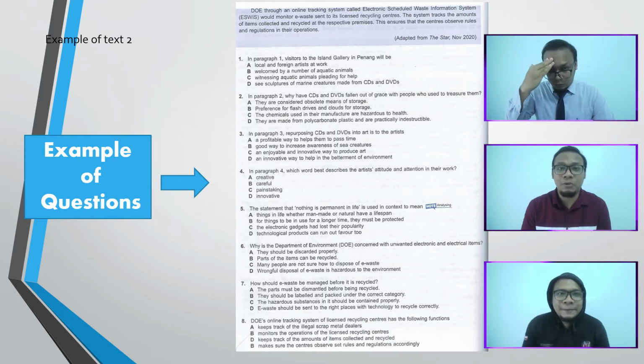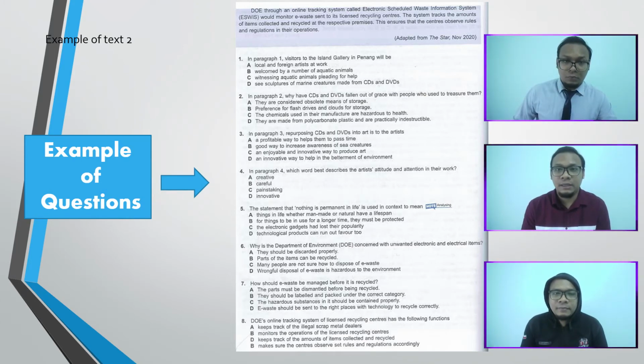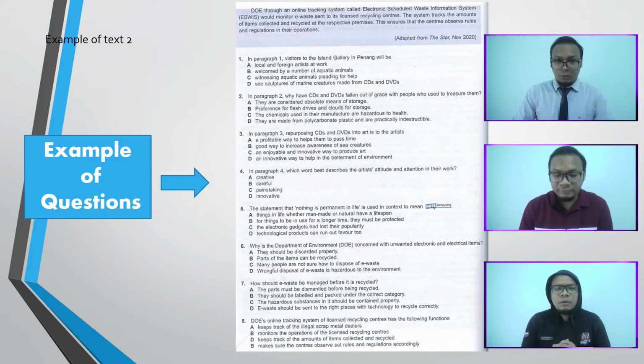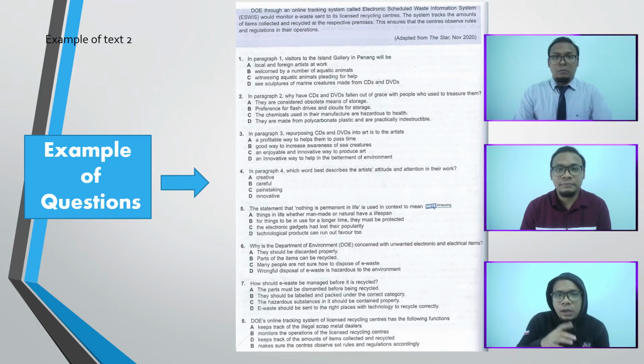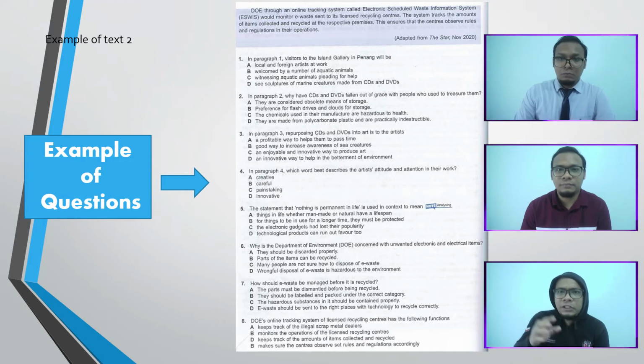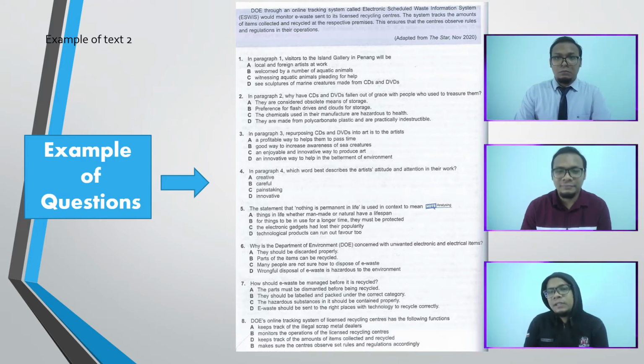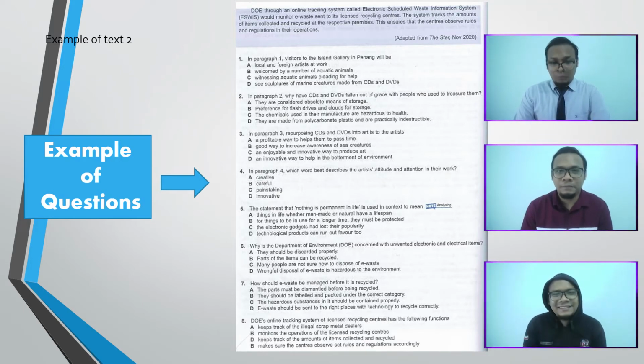We have an example question from the fictional text. What do you see here, Alba? I can see the questions are quite the same as the last one. Question 1 to question 4 based on the paragraph. Yes, very good. Let's move on.